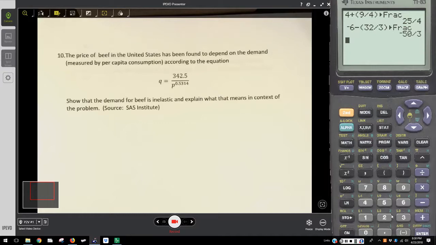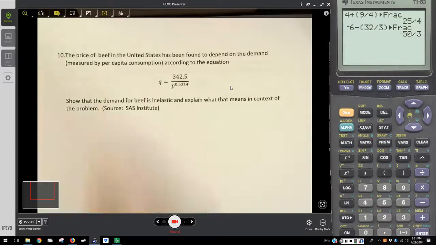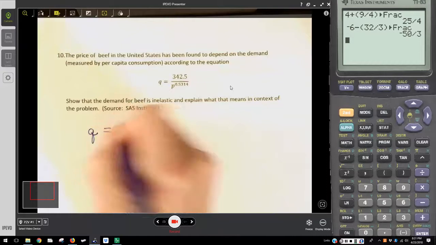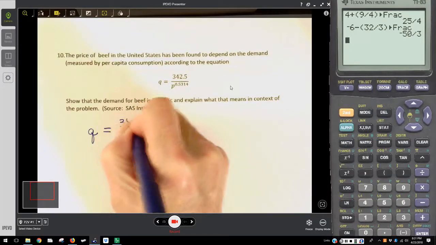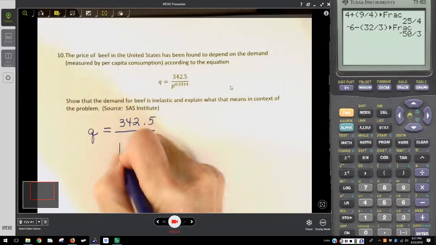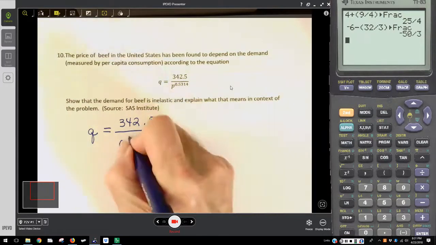Question number 10 is about the price of beef in the United States. It says that the price of beef in the United States has been found to be dependent upon the demand. And remember, demand is a price. And it's measured per capita consumption according to the equation Q, which is quantity, how much beef, is equal to 342.5 over P to the 0.5314 power.